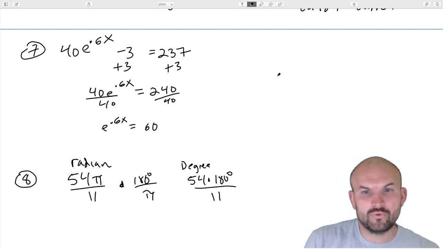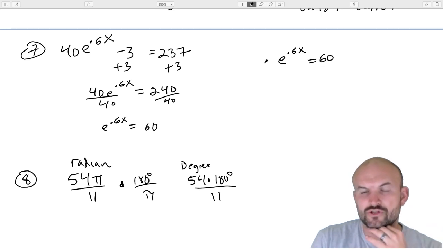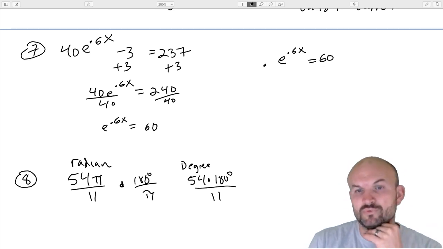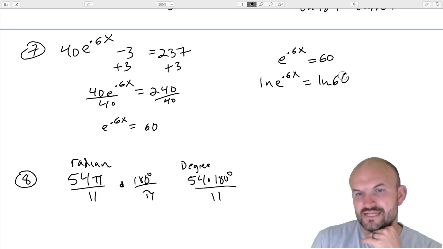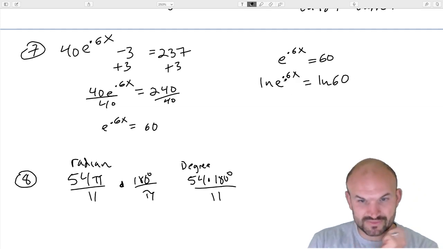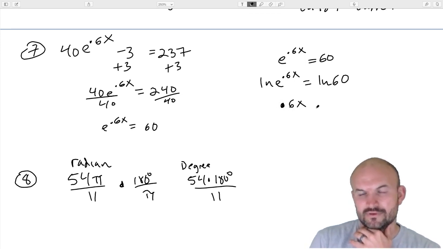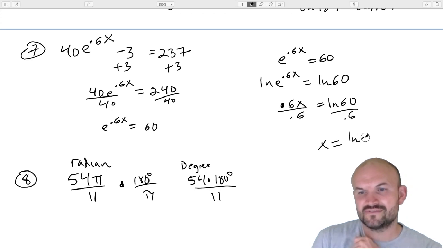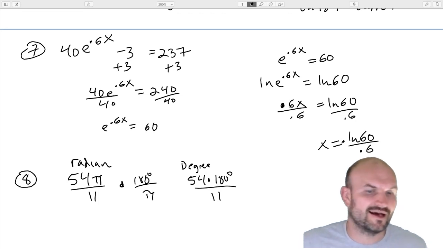Okay, now what do we do from here? Now we're going to use the rules of logarithms to take the natural log of both sides. So ln of E to the 0.6x equals the ln of 60. Based on the rules of logarithms, this just leaves us with 0.6x equals ln of 60, and then we'll divide by 0.6. Therefore, x equals the ln of 60 over 0.6. So there you go, ladies and gentlemen.